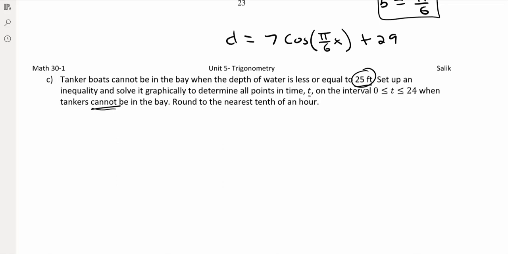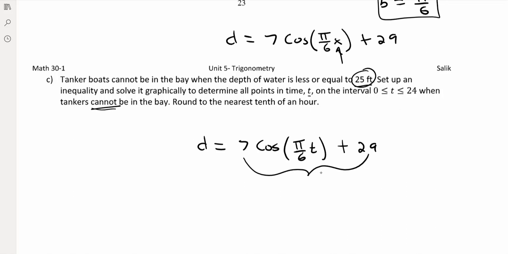I'm actually just going to write this equation out again. So this would be D is equal to 7 cos pi over 6, and then I said x above, but technically it should have been a t, right? Because this is our time. And then plus 29. Okay. Now I want to know where this d value, all of that together being my depth, needs to be less than or equal to 25, right?